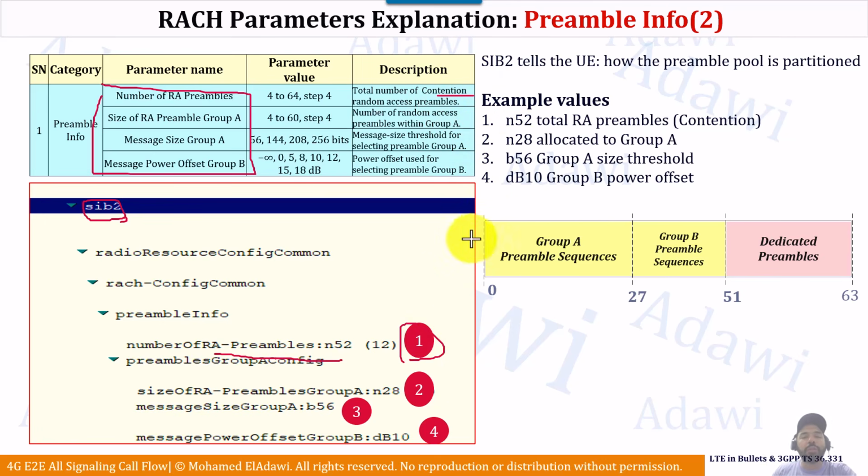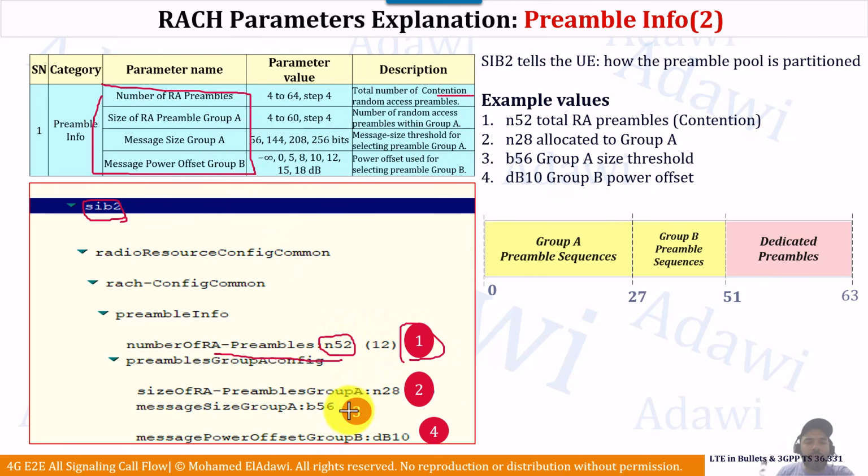So in this example, you have 52. You are saying that a total of 52 is allocated for contention-based access. This means the remaining, 64 minus 52, will be non-contention. All the rest will be used for dedicated preambles, which can be used by the eNB later on to allocate specific preambles to the user, for example during a handover scenario. The second parameter is the message size.